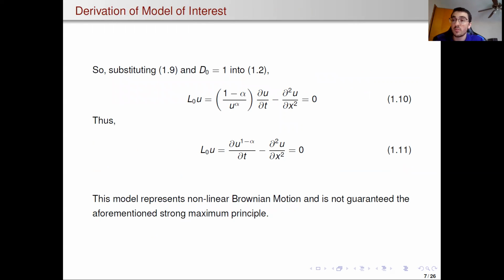So to derive our model, we first take our tau value and d naught equal to 1 and substitute it into our classical heat equation. Then we simplify to achieve 1.11. So this model represents nonlinear Brownian motion and is not guaranteed the strong maximum principle.